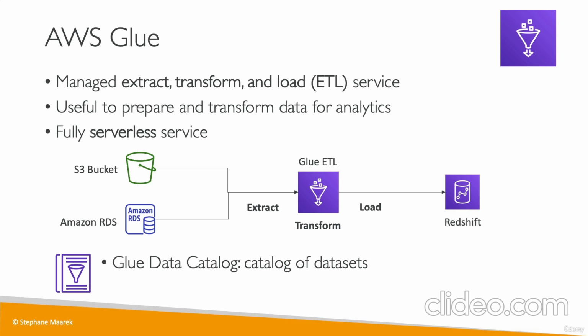So the Glue Data Catalog, as the name indicates, is a catalog of your data sets in your AWS infrastructure. And so this Glue Data Catalog will have a reference of everything, the column names, the field types, etc. And this can be used by services such as Athena, Redshift, and EMR to discover the data sets and build the proper schemas for them.